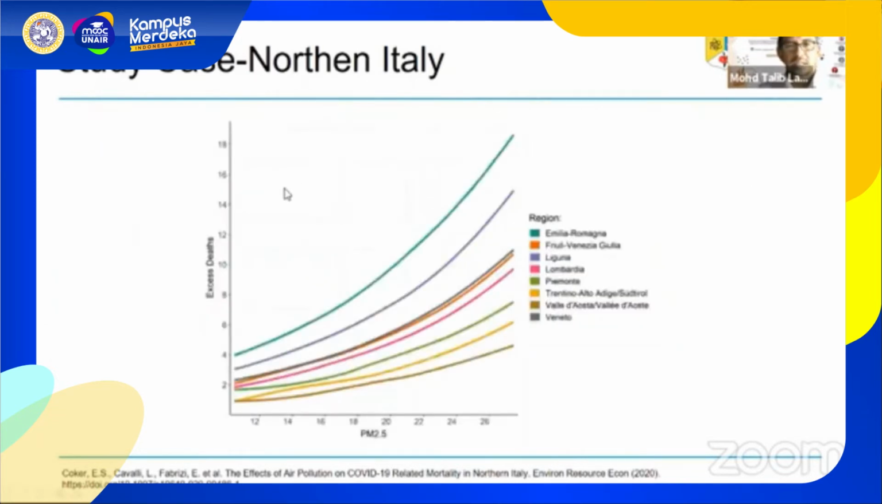So this is a study case in different regions. As I mentioned, Emilia Romagna. This is the PM2.5 concentration. We can see that the excess death actually has quite a good relation to the PM2.5 concentrations. Unfortunately, for Malaysia, we don't have very good data on the lat-long of cases, so we cannot overlay the level of pollutant to the number of cases.